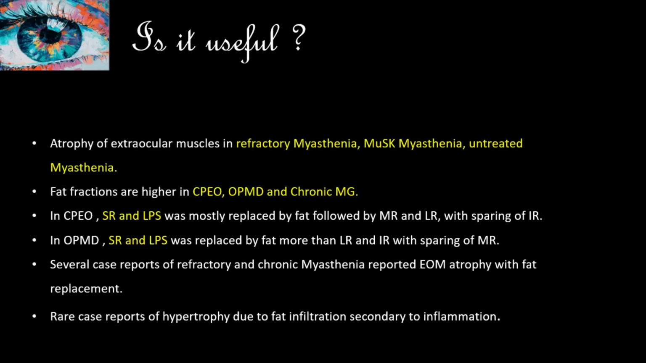There are some recent case reports telling that there will be extraocular muscle atrophy in myasthenia gravis, especially in severe cases of myasthenia gravis, seropositive cases, MuSK antibody positive cases, and patients who are poorly responding to treatment. But is this atrophy really specific for myasthenia? No, because extraocular muscle atrophy will be seen in other degenerative disorders also. It can be seen in myopathies. It can be seen in muscular dystrophies. So it is not specific for myasthenia.